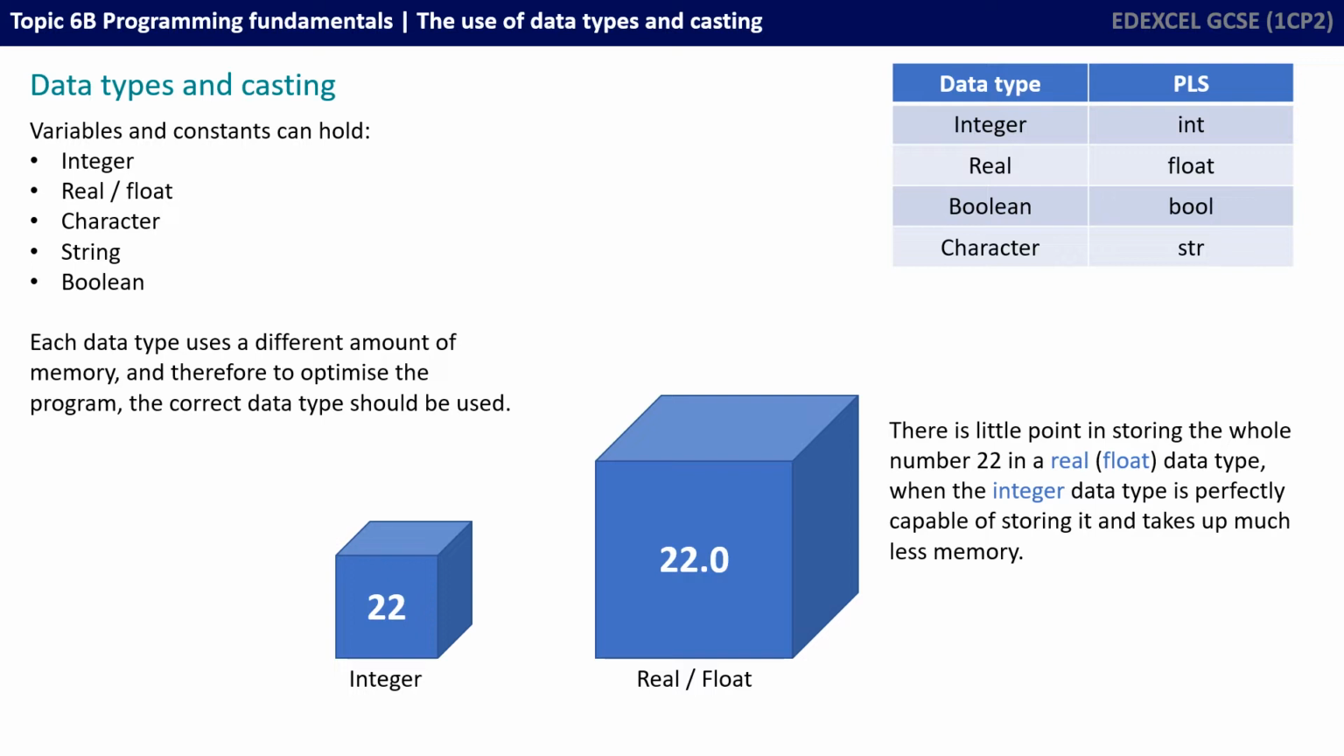It's important to understand that each data type uses a different amount of memory, and therefore to optimize the program, you should try and use the correct data type at all times. For example, as we can see by this illustration, there's little point in storing the whole integer number 22 in a real or float data type, when the integer data type is perfectly capable of storing it and takes up less memory.